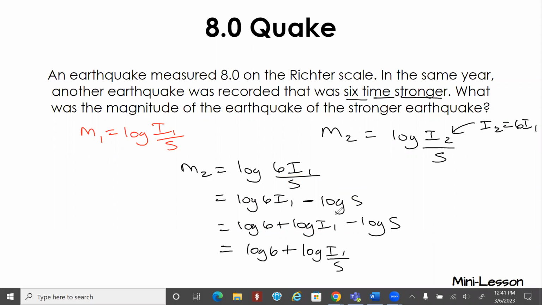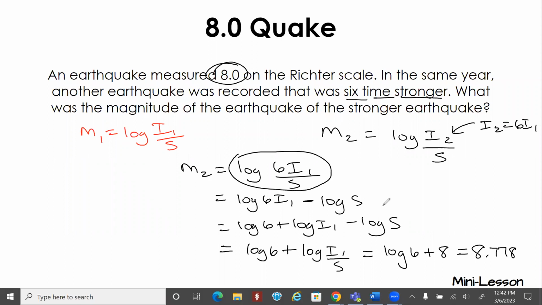And this, they told us, was measured by 8. So what we're going to do now is say log of 6 plus 8. And if we plug this into our calculator, we're going to get 8.778. What I need you to understand from this is not how to solve this. What I need you to understand is that you can write this out like this. That's all I need you to get from this. I need you to know the properties.